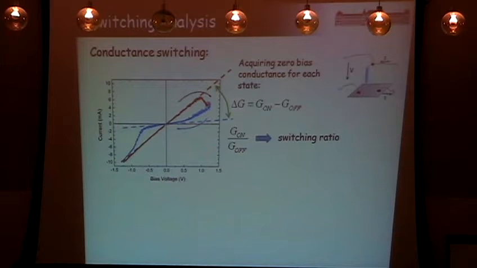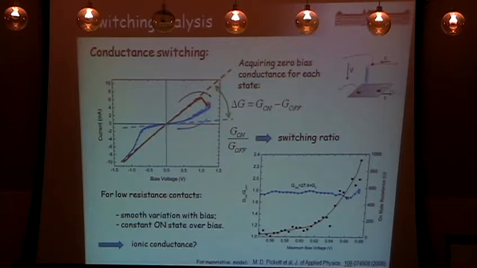So let's see how we can define this switching. We have two things that we can define. We have two slopes at zero bias, providing us the conductance of the on state and the conductance of the off state. What we have is the difference of these conductances, and also we have the switching ratio, which is the ratio of these two conductance values. For low resistance contacts, I define contacts with really good metallic resistance, which ranges from, let's say, 100 ohm to 1 kilo ohm. So this is what low resistance means here.